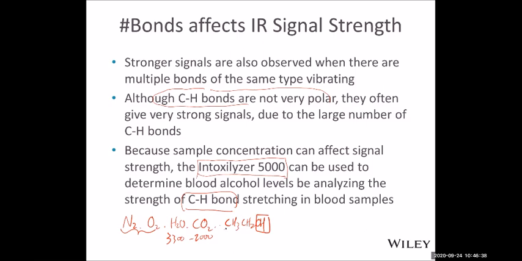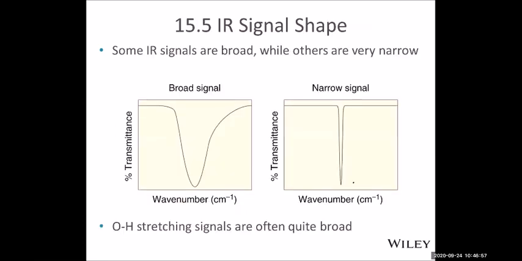Instead, we use C-H. You can see the C-H bond is very unique among all the components in the breath. So we use how strong the signal from C-H is to quantify how much alcohol is in the breath. Signal shape is very important. These are broad signals. In organic chemistry, we often just write down BR for broad signals, N for narrow signals, STR or ST for strong signals, and W for weak signals. So these are the shorthand for those.